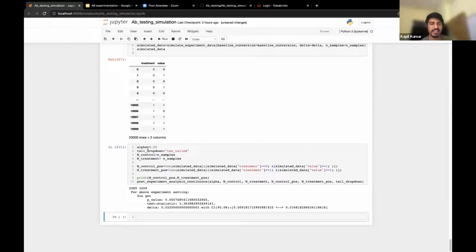What was the alpha that we selected? It was 0.05. And the second, what kind of experiment we had. Like we had a two-tailed experiment, and the number of samples that we got after the experiment.